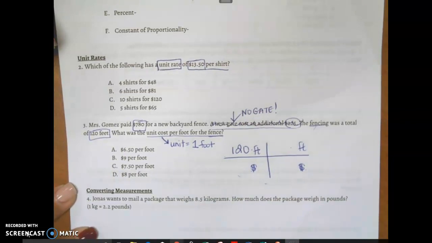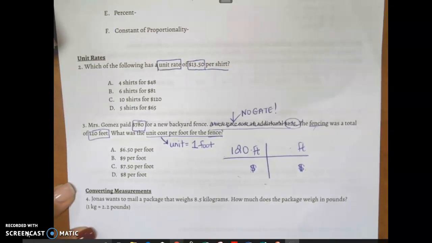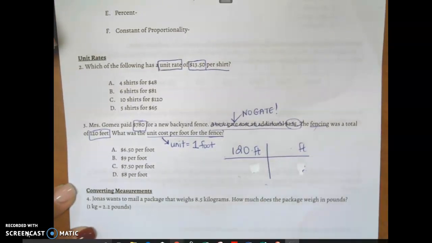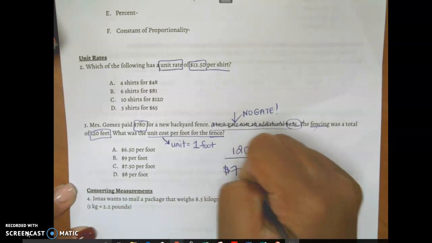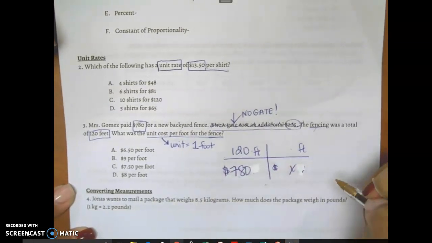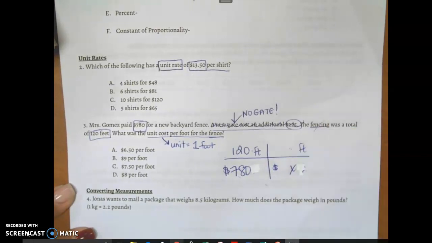So now that I know that I have no gate, I'm just worried about the fence. So how much is the fence? $7.80. And I want my dollar sign to be on the left because it looks weird on the right. $7.80 and then X dollars over here because I don't know how much it is, but how many feet do I want to put up here? What are my units? 120. I already put 120. What does a unit mean?